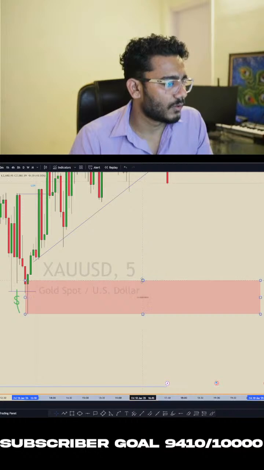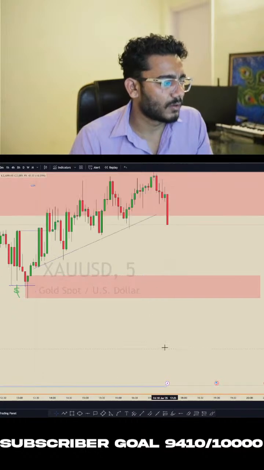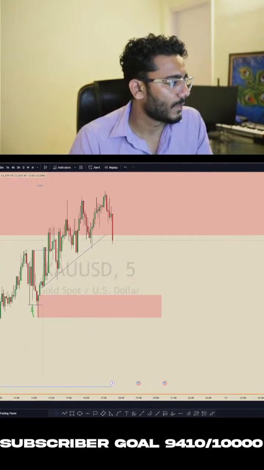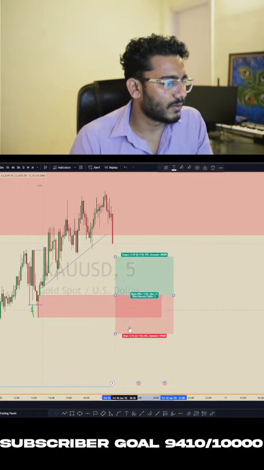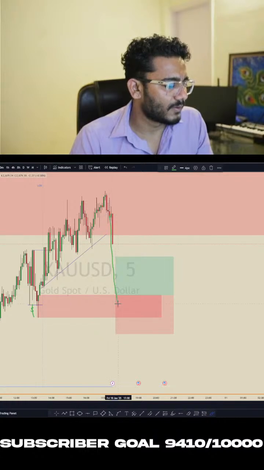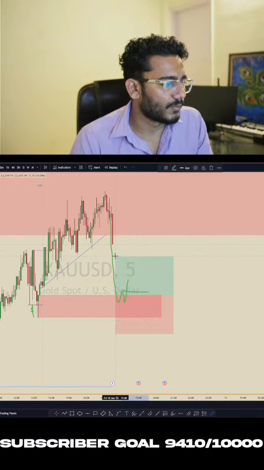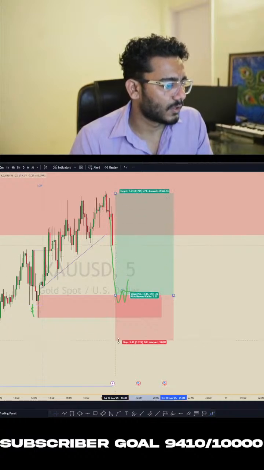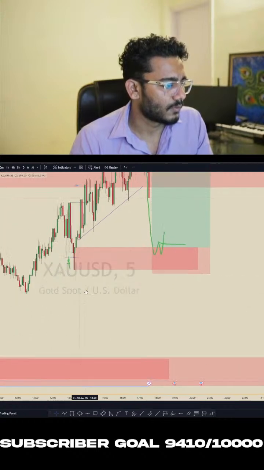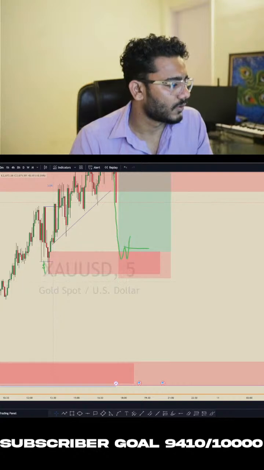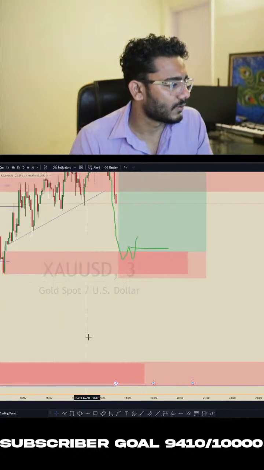So if we go to 5 minutes, we can mark this as a 5 minute order block. We want to see some kind of reaction. For example, if price taps this order block, then we want to see some kind of reaction, then we can enter over here. Here also there is an order block, which this one is mitigated.